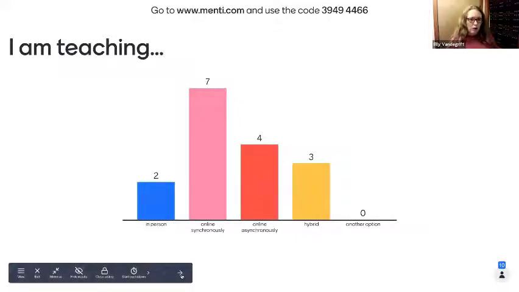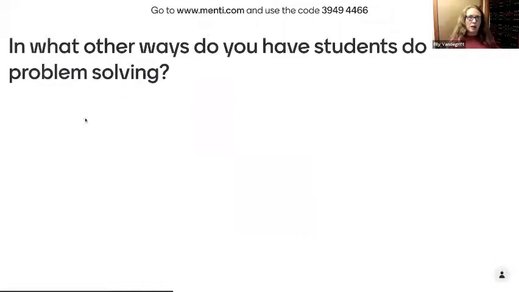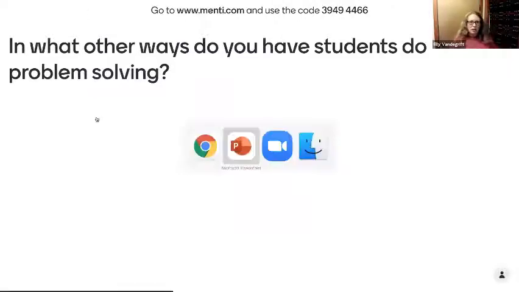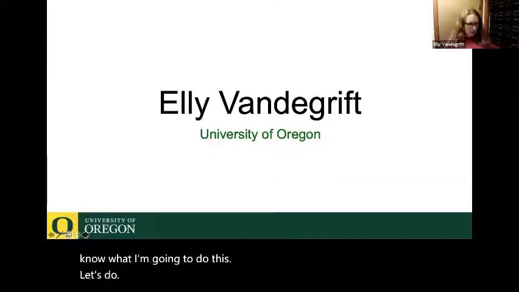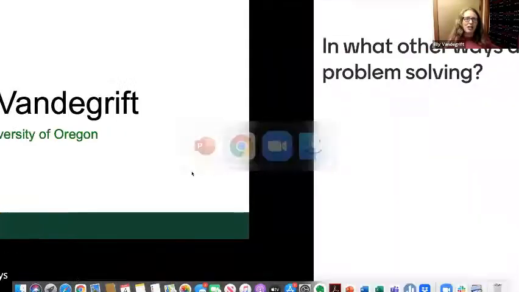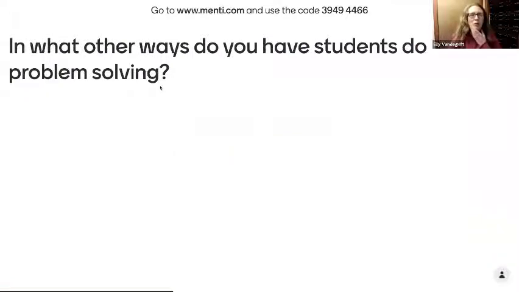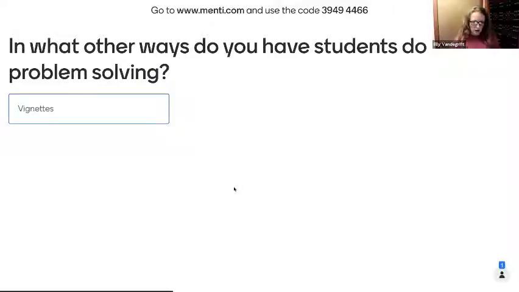The next poll question, to get you thinking about problem solving and in what ways, actually, you know what, I'm going to do this. Let's do this first. Actually, it says in what other ways, but let's do the poll. In what ways do you have students do problem solving? I did not notice my typo until I brought it up here. So in what ways do you have students do problem solving in your courses? This is a question where you can type in your answers.